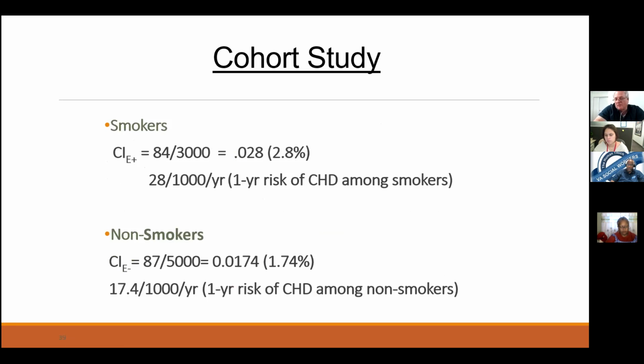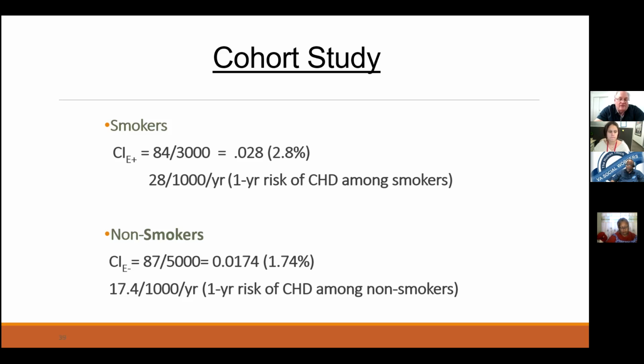So how would you write that up in your study? You kind of word it as the rate. So in the smoking group, 84 out of 3,000 got heart disease. So that would be about a 2.8% incidence of heart disease. You can leave it like that. Sometimes you'll see it expressed as 28 cases of heart disease per 1,000 people per year kind of thing. But more often than not, you'll see it as a percentage. In the non-smoking group, only 1.74% had heart disease over time.